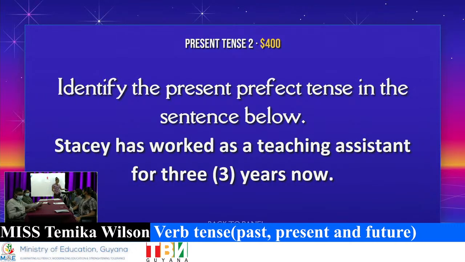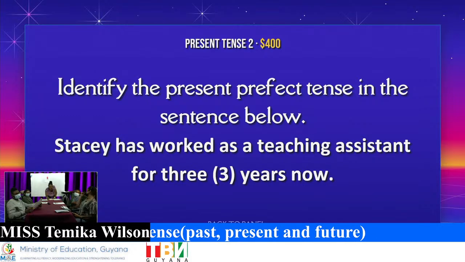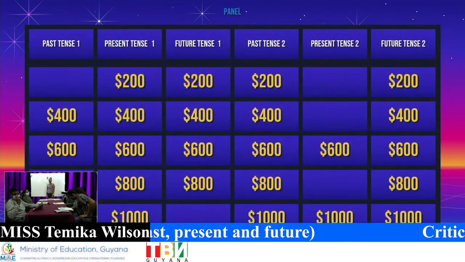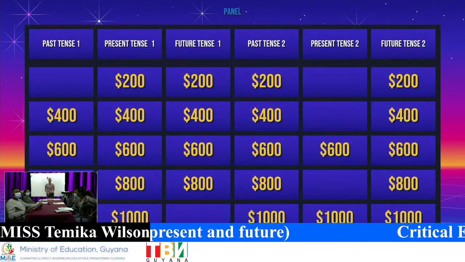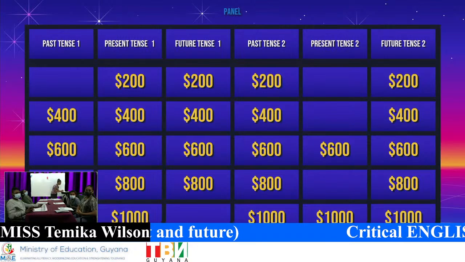Miss has work. Has work, correct, for 400. Alright, moving on back to Akila and Shamar. What are they going to go with? Past tense 600.